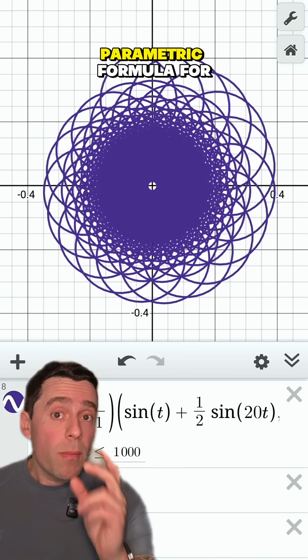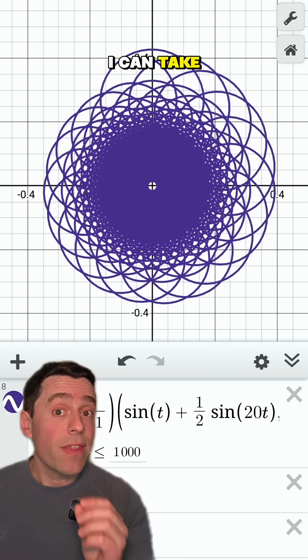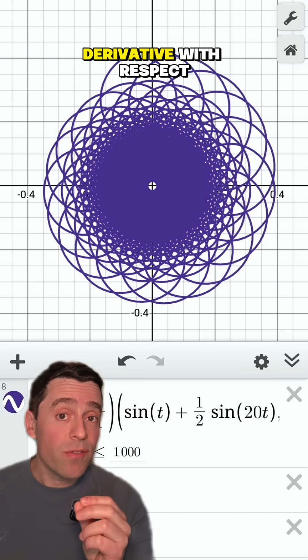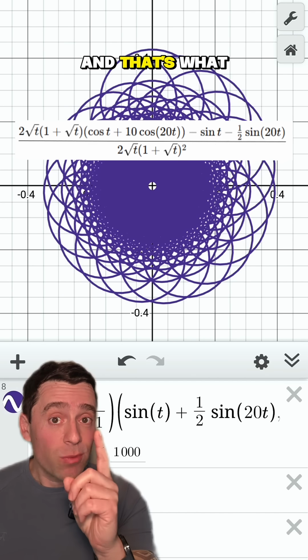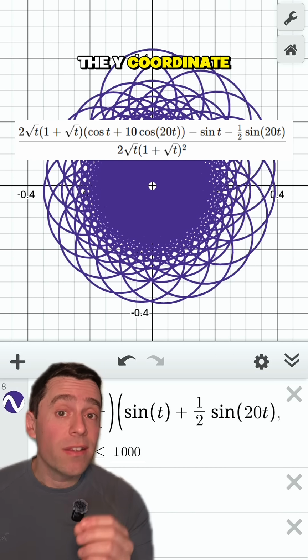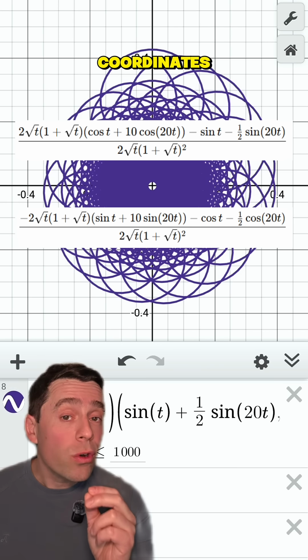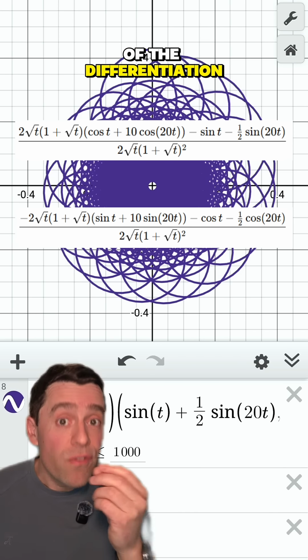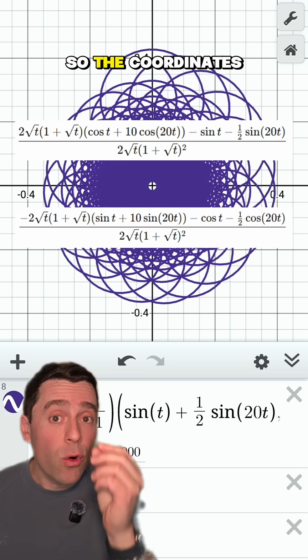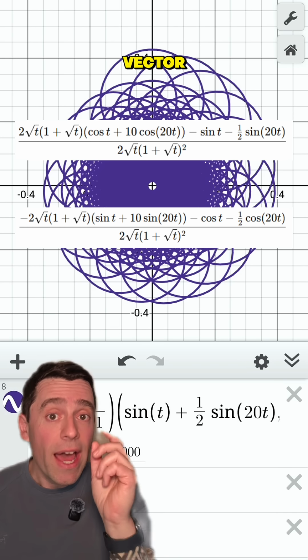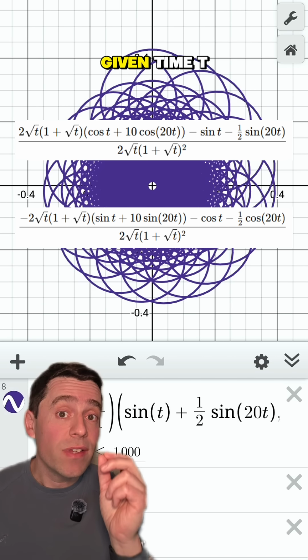So now that we have a parametric formula for this curve, I can take the x-coordinate and take the derivative with respect to time, and that's what I get. Take the y-coordinate, take the derivative with respect to time, and that's what I get. So those are the coordinates of the differentiation of this curve, so the coordinates of the tangent vector at any given point at any given time t.